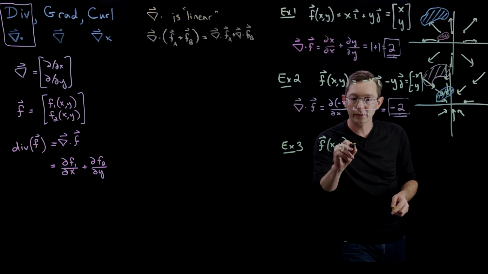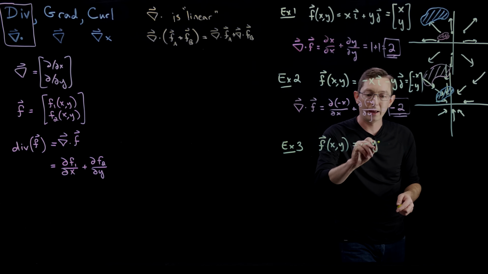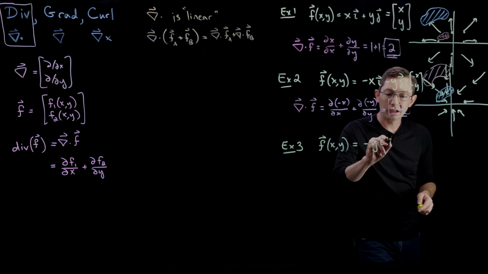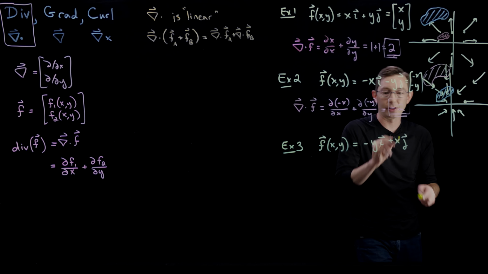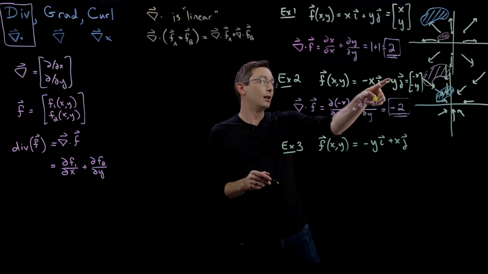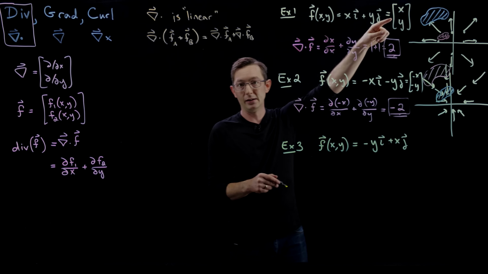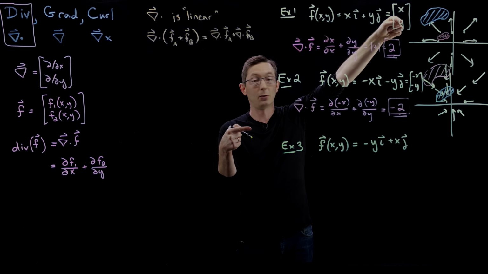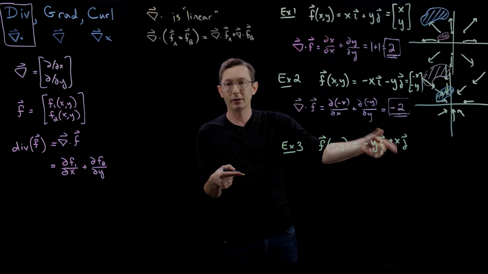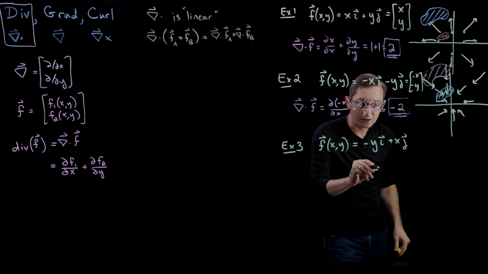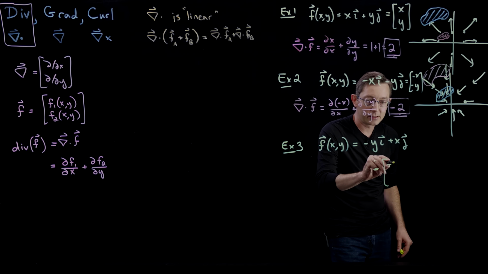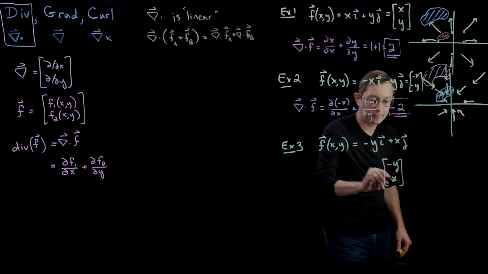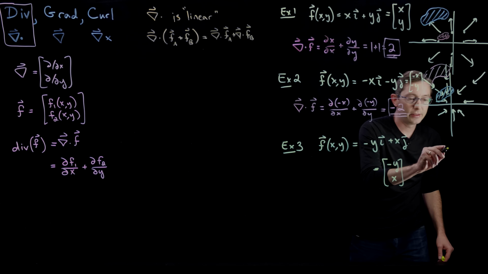So this vector field, I think, is minus y in the i direction plus x in the j direction. This one's a little different than these. In these vector fields, the x component was equal to x and the y component was equal to y, but here they're kind of switched. So this equals (minus y, x). And now I'm going to draw this vector field here.